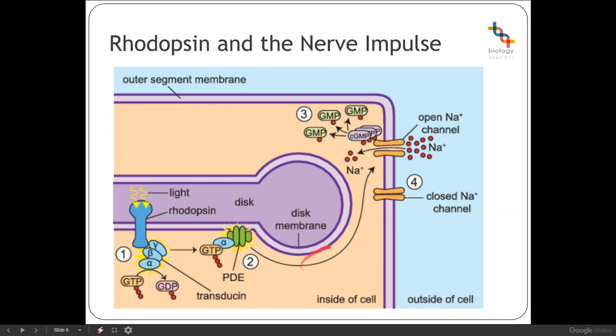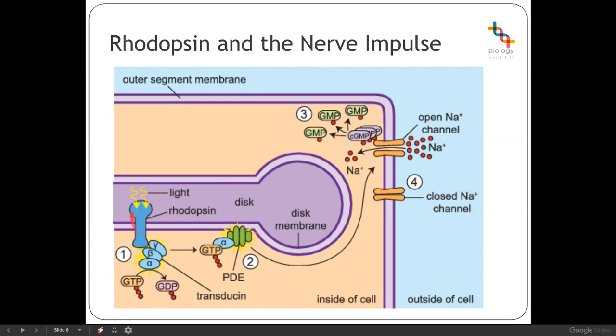PDE heads over towards our cell membrane, and its job is to catalyze the hydrolysis of a molecule called cyclic GMP, or cGMP. Each active PDE molecule is able to break down thousands of cGMP molecules per second. So we've gone from activation of rhodopsin by our photon of light.